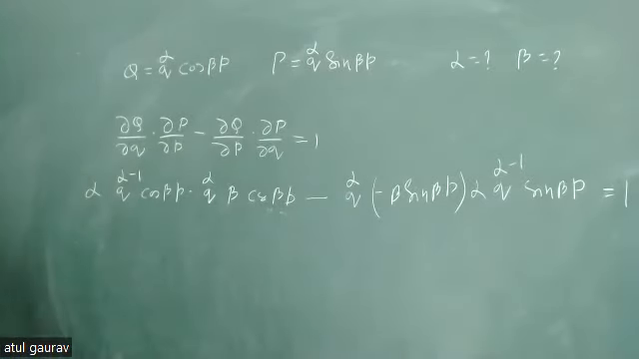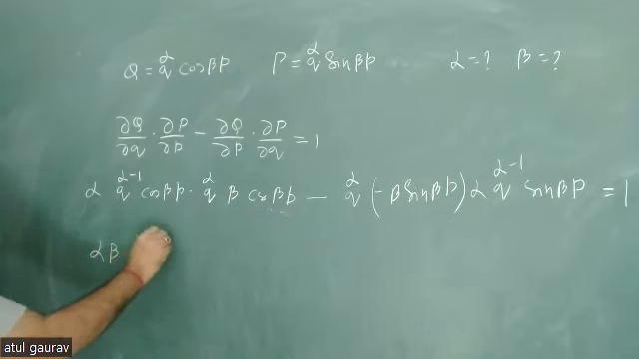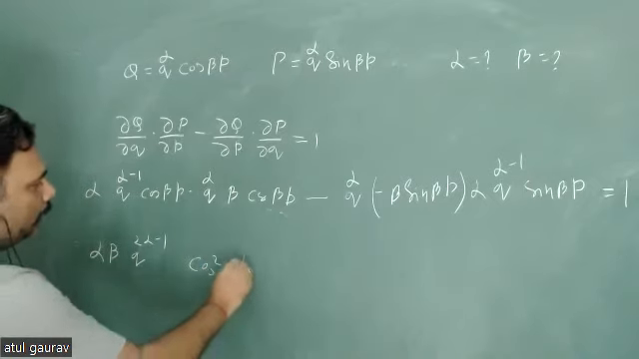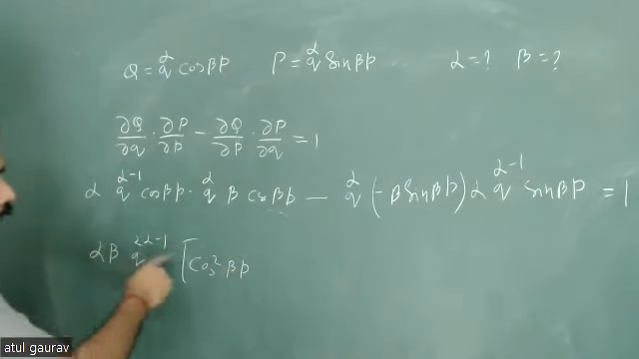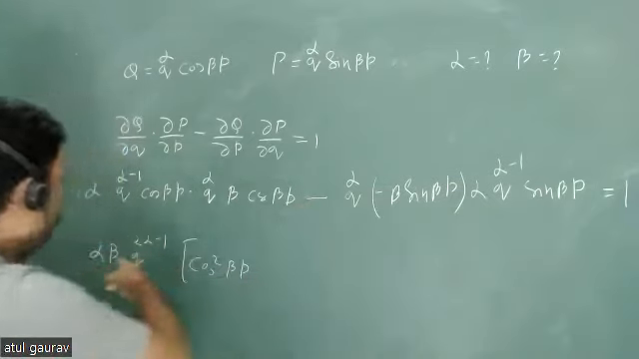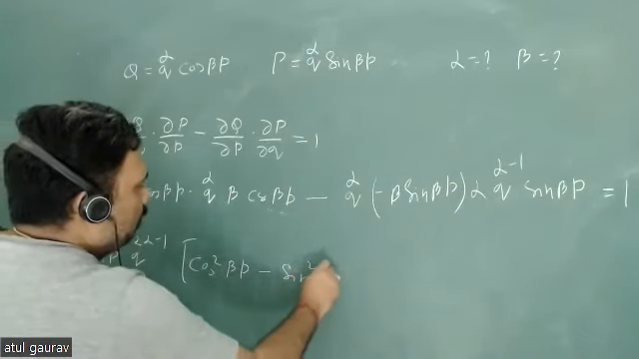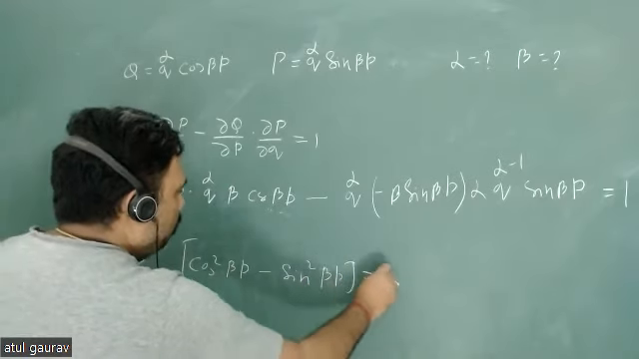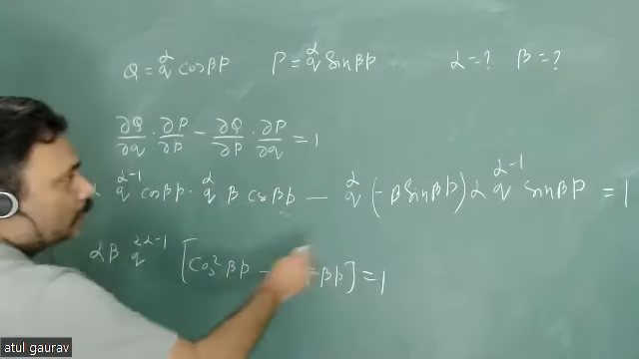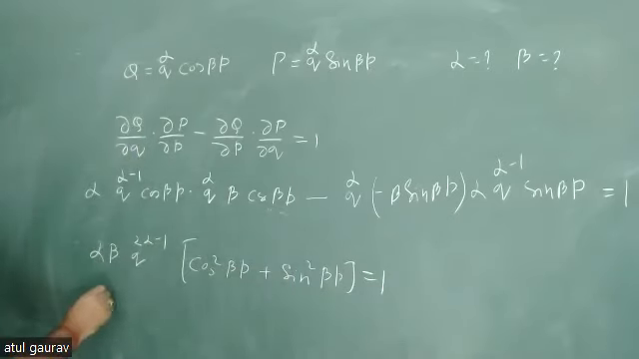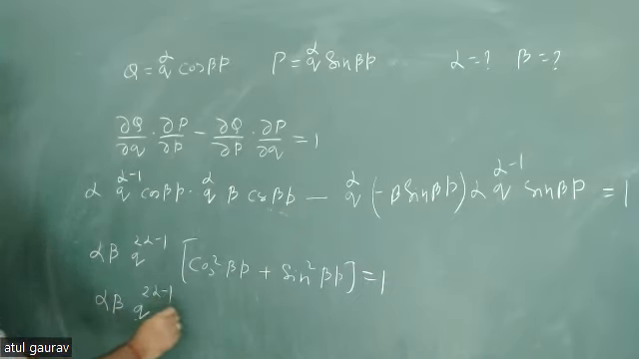So let's see what is happening. We have alpha beta q to the power 2 alpha minus 1, and cos squared beta p, and you can take this thing common: q to the power 2 alpha minus 1 and alpha beta, and here is sin squared beta p, equal to 1. Minus minus plus sign will be there. So what is this value? This value is 1. So alpha beta q to the power 2 alpha minus 1 must be equal to 1.